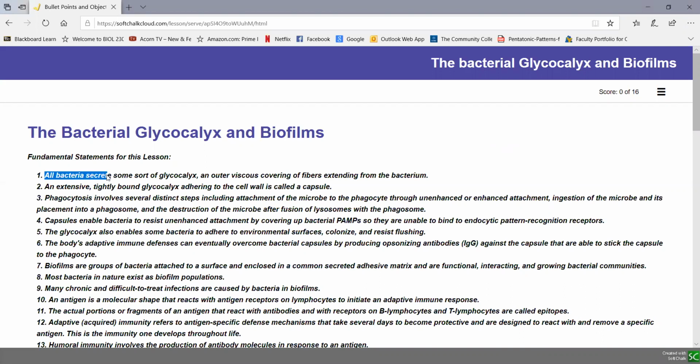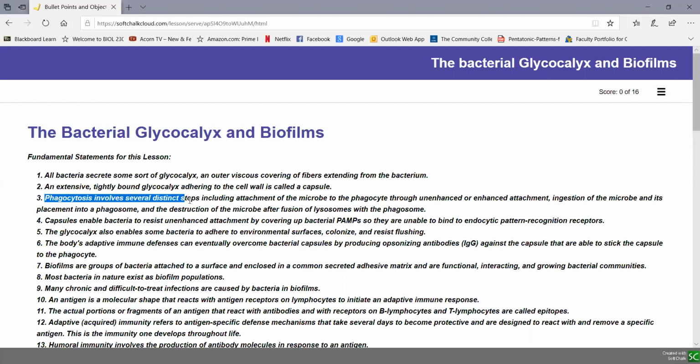All bacteria secrete some sort of glycocalyx, which is an outer viscous covering of fibers extending from the bacterium. An extensive, tightly bound glycocalyx adhering to the cell wall is called a capsule.